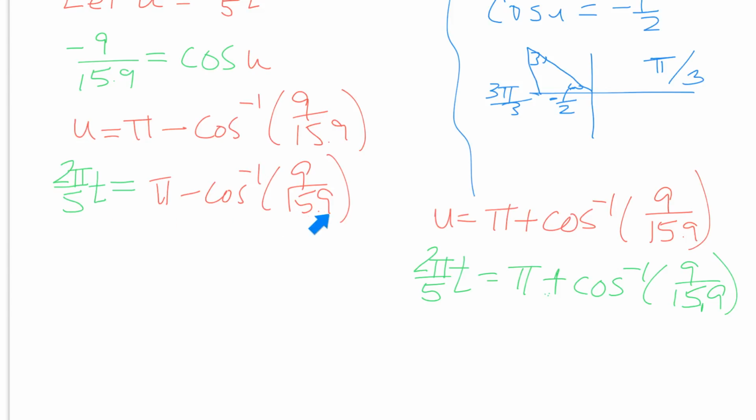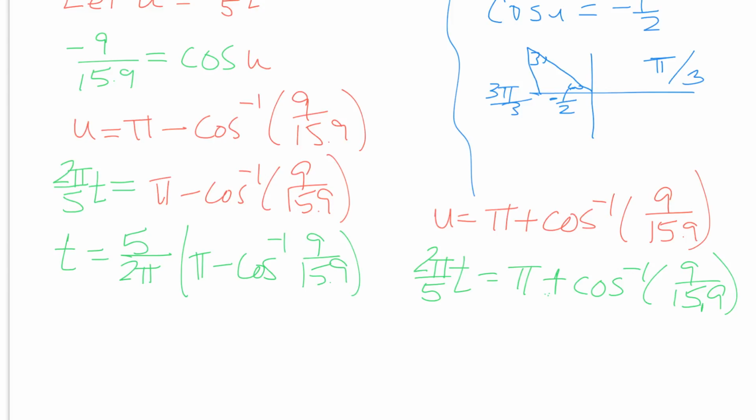Then in order to solve, so I'm going to solve each of these separately, if I want to solve for t, I have to get rid of this fraction. To do that, I'm going to multiply by the reciprocal. The reciprocal being 5 over 2 pi. So I get t is equal to 5 over 2 pi times that pi minus the cosine inverse of 9 over 15.9.